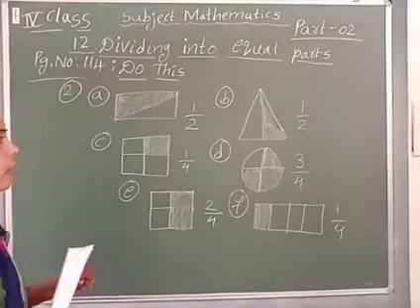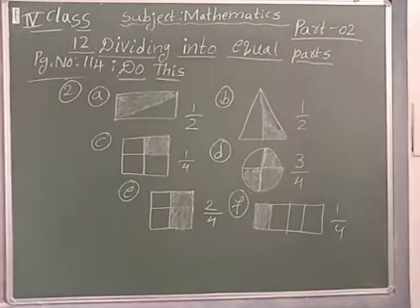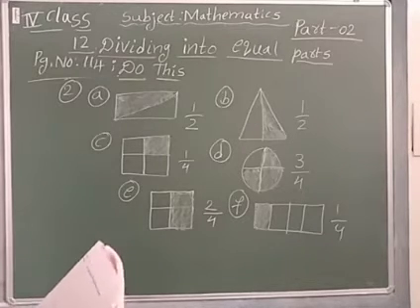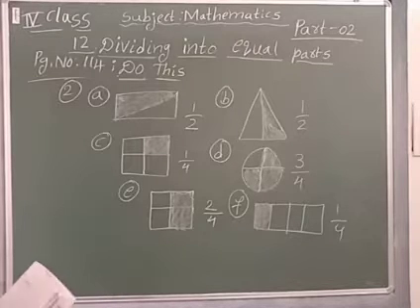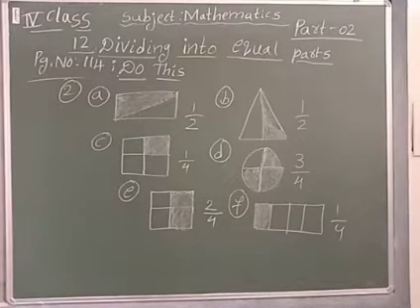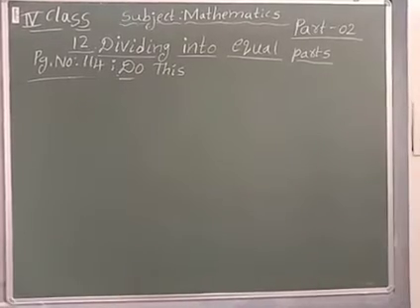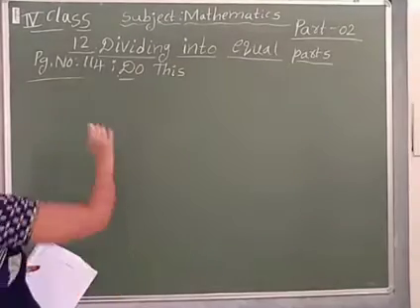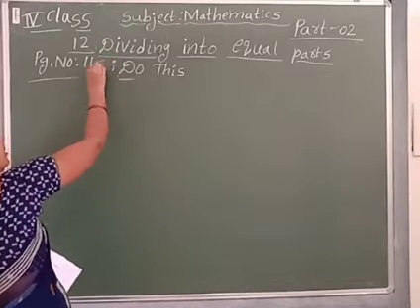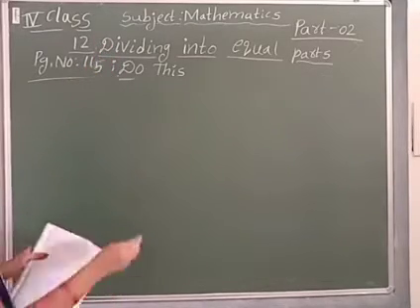Okay. You will note down, children. Note down, all of you. Okay. Completed? Okay, children. Now the third bit, page number 115. 115 page, third bit.